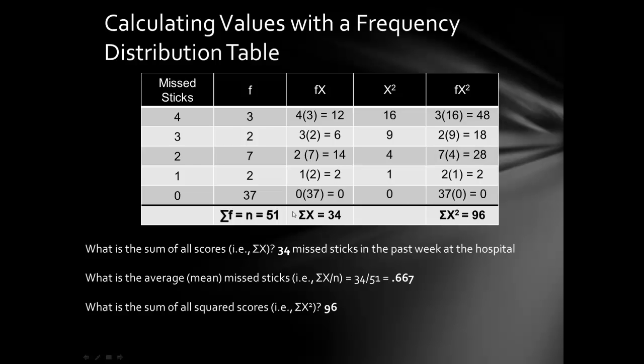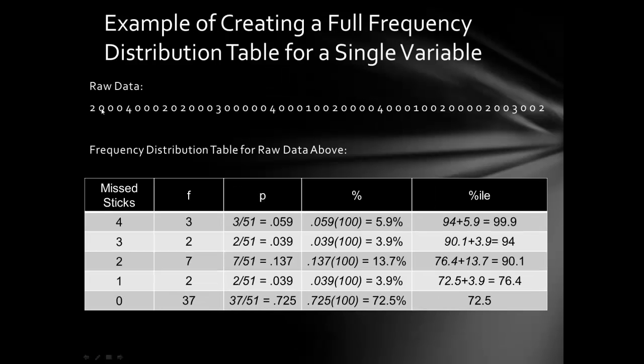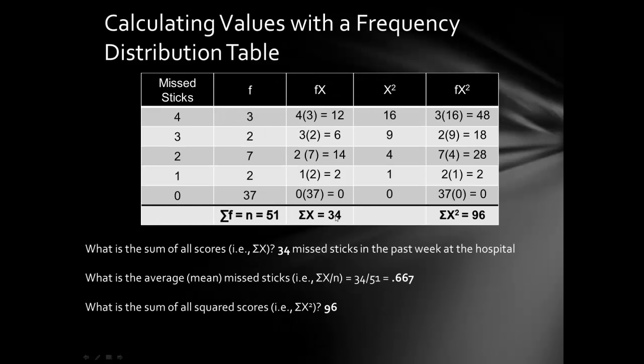Now keep in mind, if you had access to the raw data, you could also just say 2 plus 0 plus 0 plus 0 plus 4 plus 0 plus 0 plus 0 plus 2, and add all those together and you're going to get 34. But sometimes when you have a large data set, it's a lot simpler to just do this method. 4 times 3, okay. 3 times 2, okay. 2 times 7, there it is. All the way across, and then add to get that sum of X.